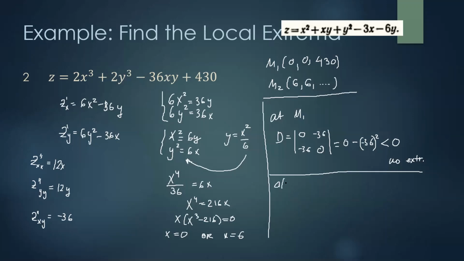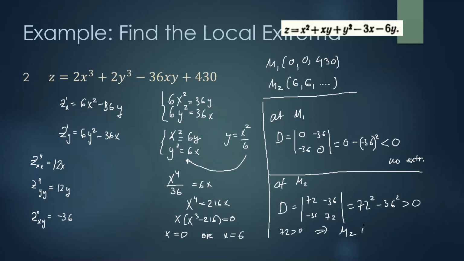So one thing at M2, let's see, the determinant is, now if we have 6 and 6, 12 times 6 is 72. So I have 72 and 72, and this is still minus 36, minus 36. So we see that this determinant is 72 squared minus 36 squared. It's positive, which means that, yes, we have a minimum or maximum. This is positive, so 72 is greater than 0, which means that M2 is a minimum point, local minimum.